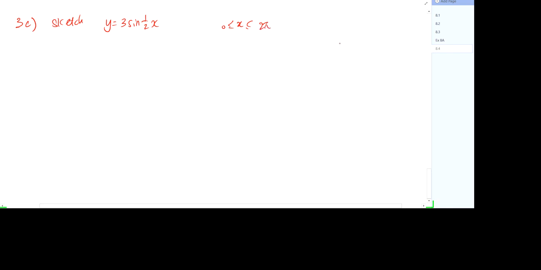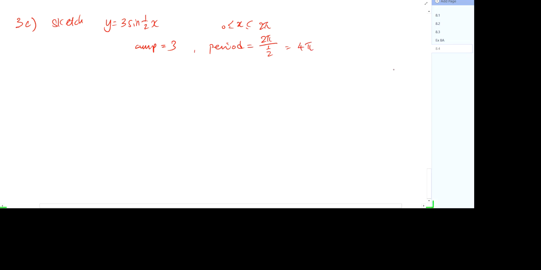Okay, so for this question, let's begin with the amplitude, because one of the easiest things that we can determine is the amplitude, yeah? So what's the amplitude for this one? Okay, amplitude is 3. What about the period? How do you get 4 pi? No, there's no 360 over here. 2 pi divided by half, and we get 4 pi.